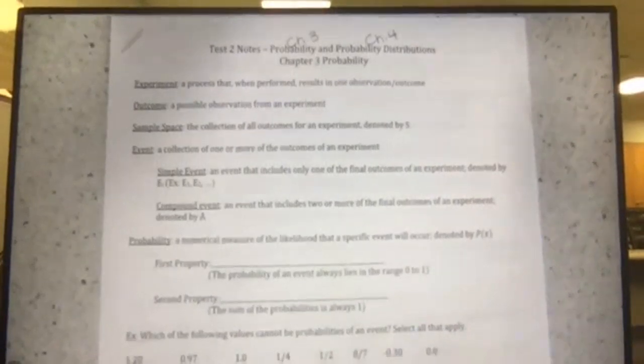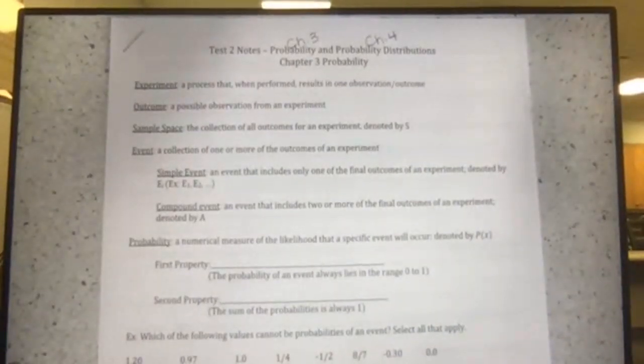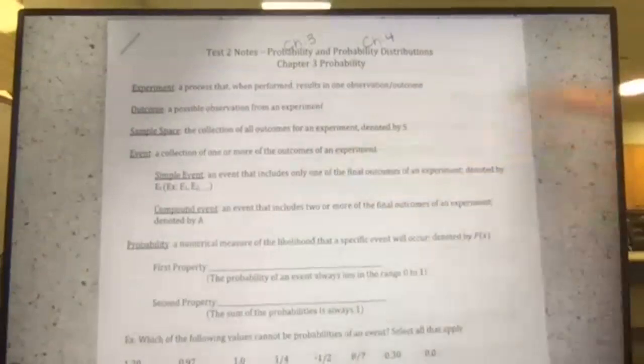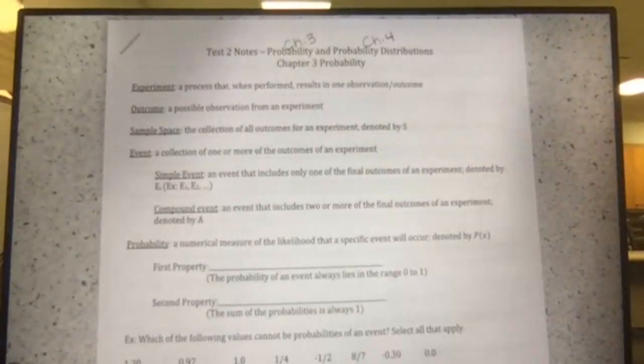We have two types of events, simple event and compound event. A simple event is an event that includes only one final outcome, and it's denoted by E sub i. Notice that sub i is just our labeling. Our first event would be E sub 1, second event would be E sub 2, E sub 3, E sub 4, all that good stuff. That's just our way of labeling it. A compound event is an event that includes two or more of the final outcomes, and it's denoted by the letter A. We'll see some of these here in a minute.